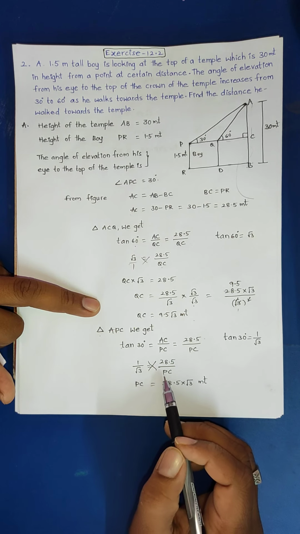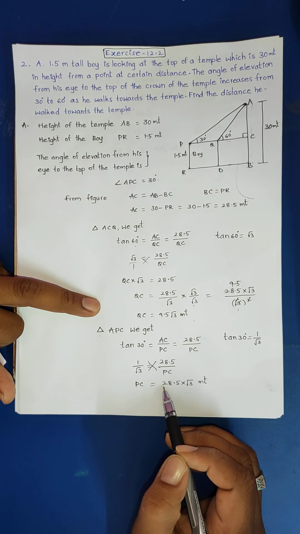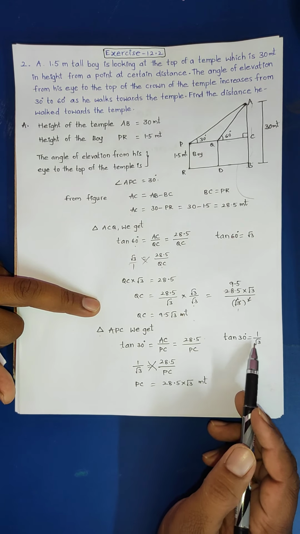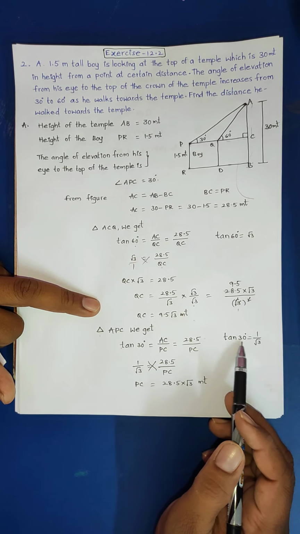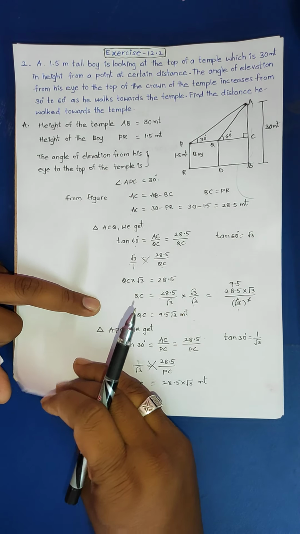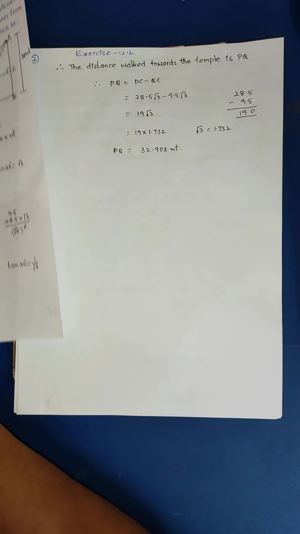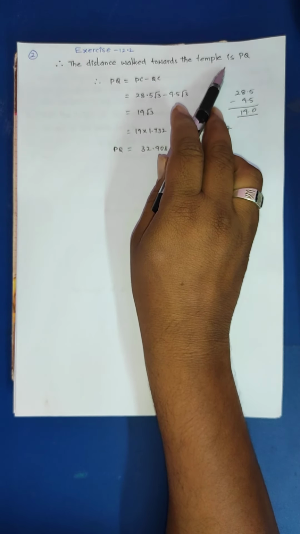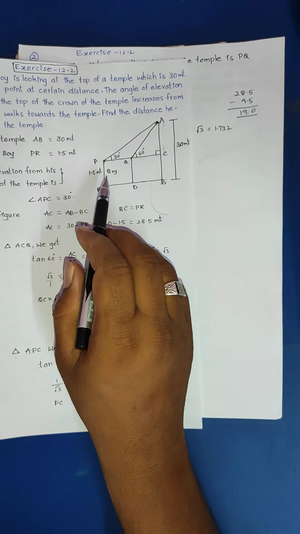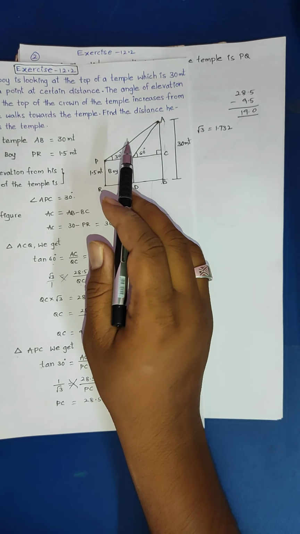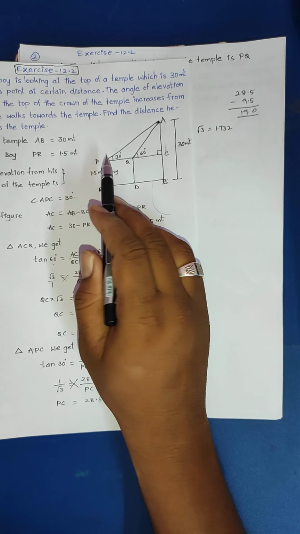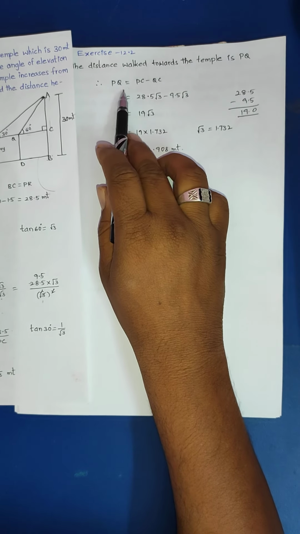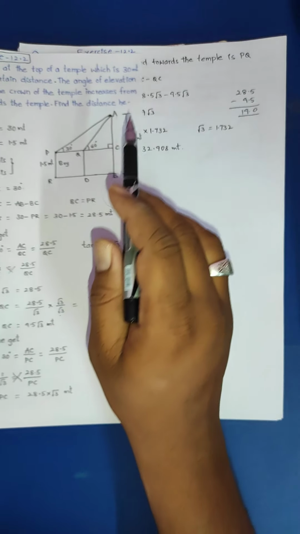Again, cross multiplication. PC1 is PC, 28.5 into root 3. Tan 30 has the value 1 by root 3, beside I have written. Okay. Now, the distance walked towards the temple is PQ. The distance he moved towards the temple from point P to Q: PQ is equal to PC minus QC.